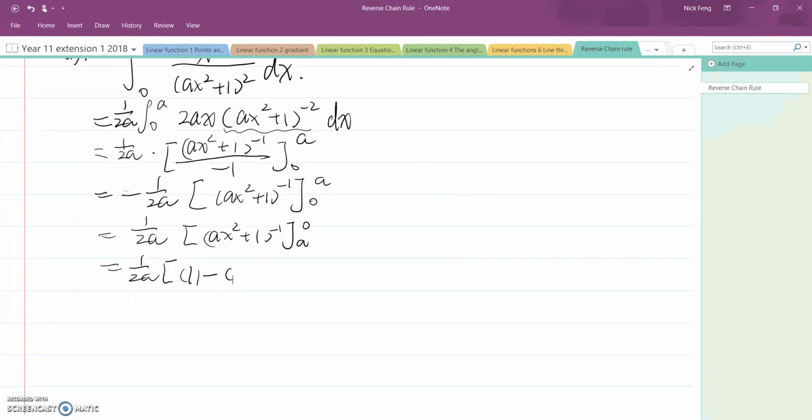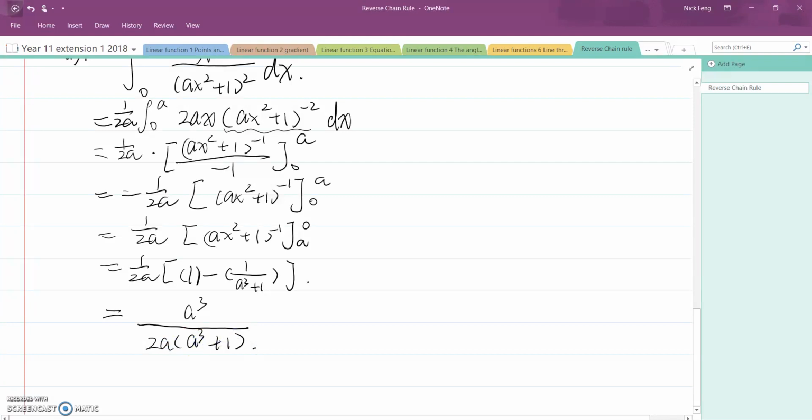Sorry. So 1 to the power of negative 1 is 1, obviously. And then put a in, a cubed plus 1. So therefore reciprocal, so that's a cubed plus 1. Okay, if you make a common denominator, that becomes a cubed plus 1 minus 1, that's a cubed at the top, 2a at the bottom, that's a cubed plus 1. That's just a simple algebra bit of here.